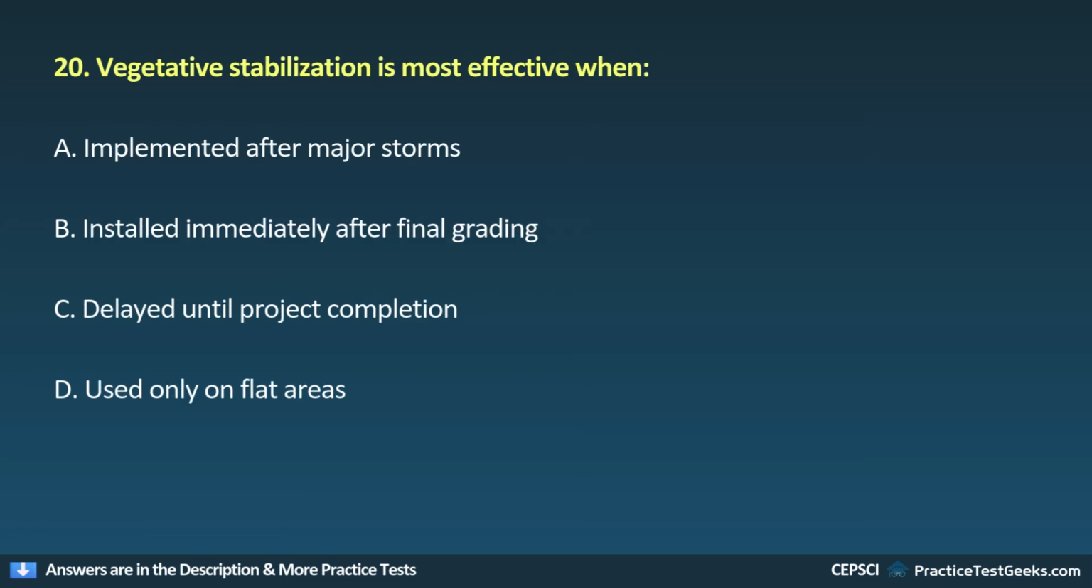20. Vegetative stabilization is most effective when A. Implemented after major storms. B. Installed immediately after final grading. C. Delayed until project completion. D. Used only on flat areas.